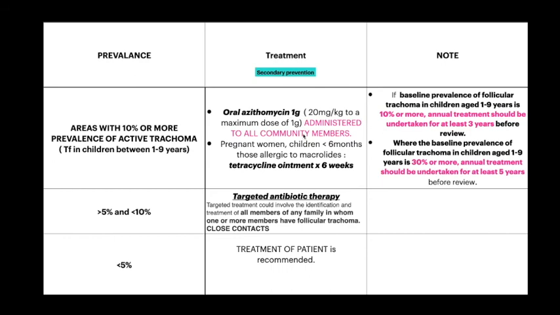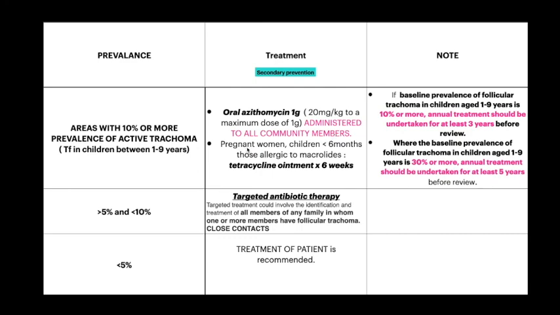Now, why oral azithromycin 1 gram? It is just a single dose that is given, right? 20 mg per kilogram, maximum dose of 1 gram, administered to all the community members. Not only the infected child, it is administered to all the community members.